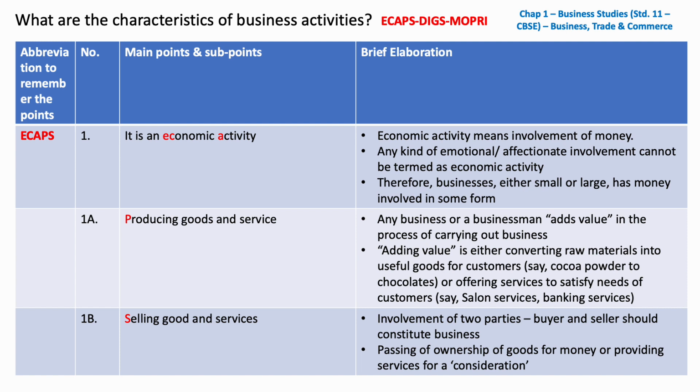So the question is, what are the characteristics of business activities? After having gone through the CBSE textbook in detail, this is how we have framed the answer, in a manner so that it's easier for you to comprehend all the points that you are going to write. And at the same time, there's an abbreviation that you see on the top in red font, which is ECAPS, DIGS and MOPRE. So these are abbreviations of the points that we should be mentioning while writing the answer.